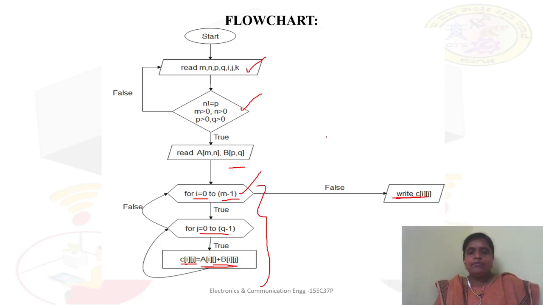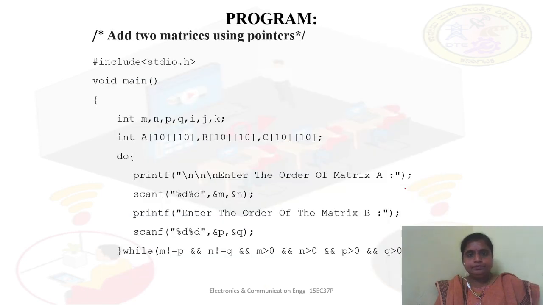And see students, I have not shown the for loops for reading the elements and writing the outputs, because it just increases the size of the flowchart. We will need to have the nested loops here and at this point also. So that can be considered. So here is the program. In this program, I am going to take it stage-wise. In the first stage, we are going to take the order of the matrices and check the order condition.